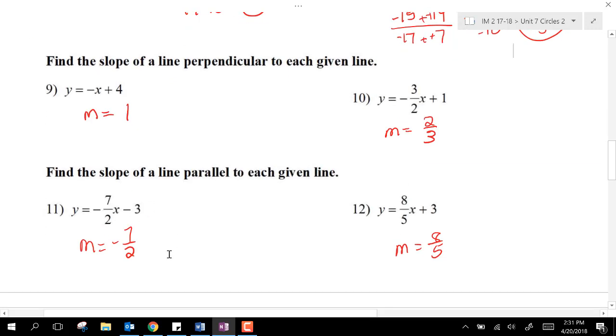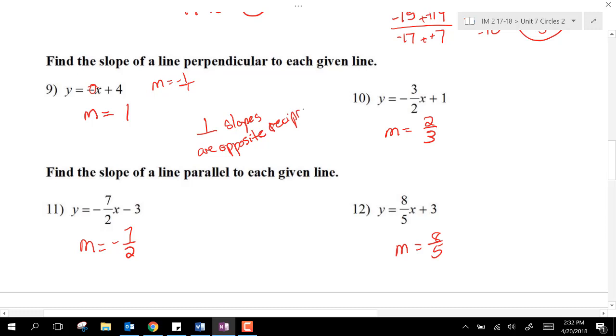Find the slope of the line perpendicular to each given line. So if we look at this, the negative there means that our slope is negative 1. Well, if we put that as a fraction and flip it, it's still 1 over 1. But now it's positive because perpendicular slopes are opposite, meaning we change the sign from negative to positive or positive to negative.